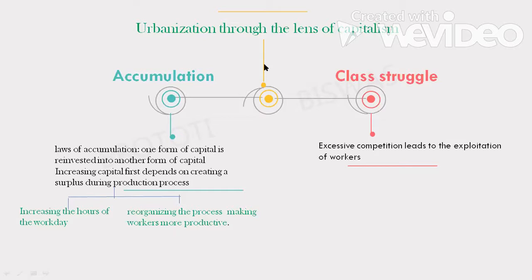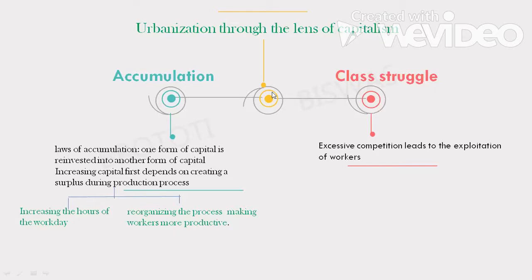There are two types of society: the capitalist society and the socialist society. In a capitalist society, there is always a class struggle between various classes, generally between the rich and the poor, or the entrepreneurs and the laborers. So he wanted to study urbanization through the lens of capitalism, with its themes of accumulation and class struggle. Since both are very common to capitalism, he says they are two sides of the same coin.